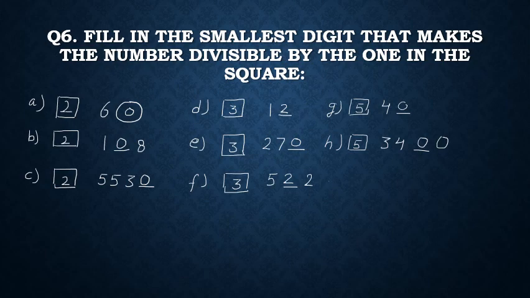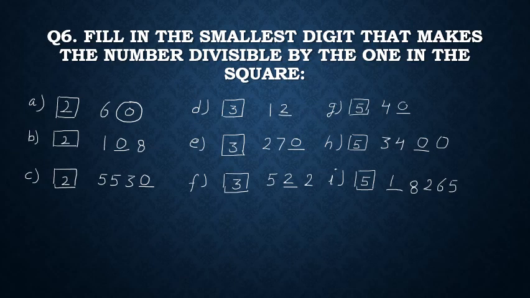Now I'm going to write I part. The number in the square given to us is 5, and the digits given to us are dash, 8, 2, 6 and 5. Now the smallest number which we can write at the beginning is 1. Now this number is divisible by 5.